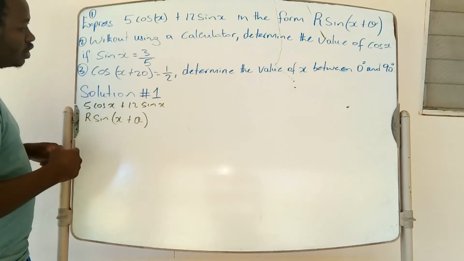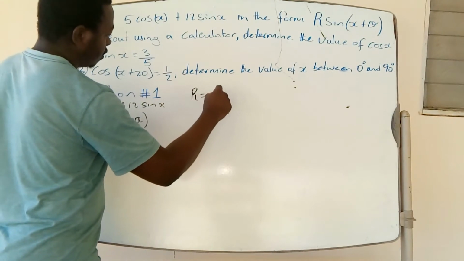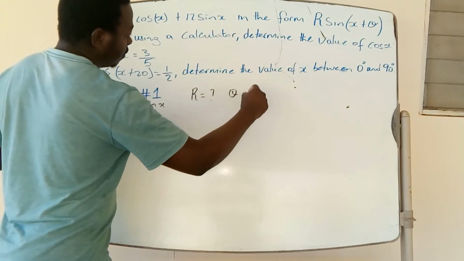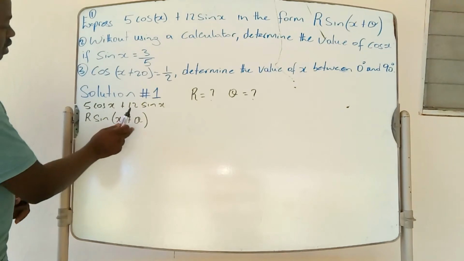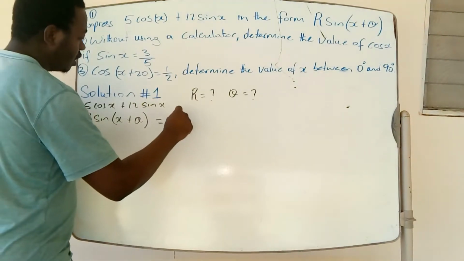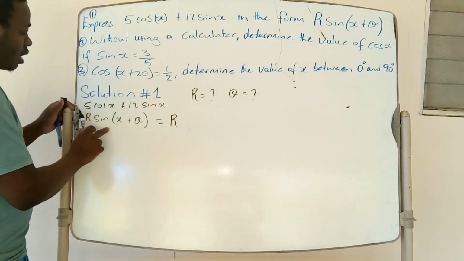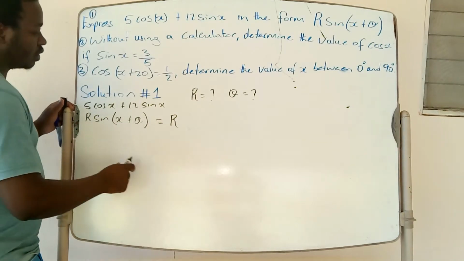There's two things that we need to determine. You need to determine the value of r, and you also need to determine the value of theta. Once you determine the value of r and the value of theta, then it is just easy from there. So I'm going to keep my r, and you can use the addition sum formula to express sine of x plus theta.